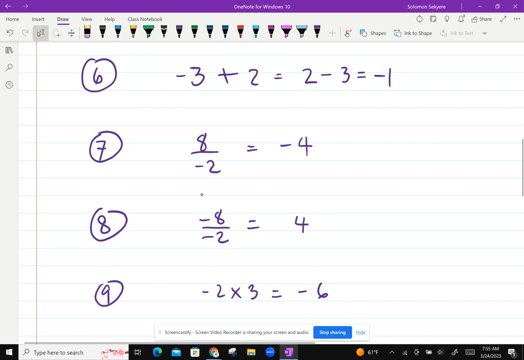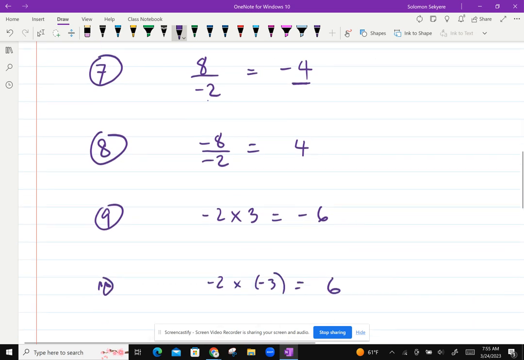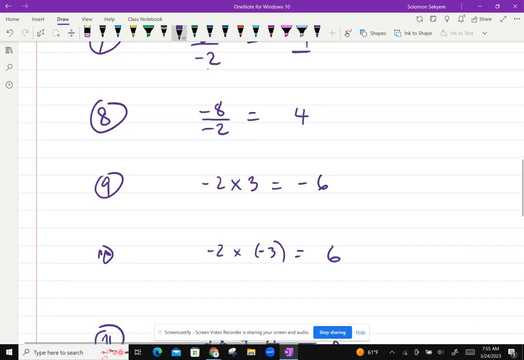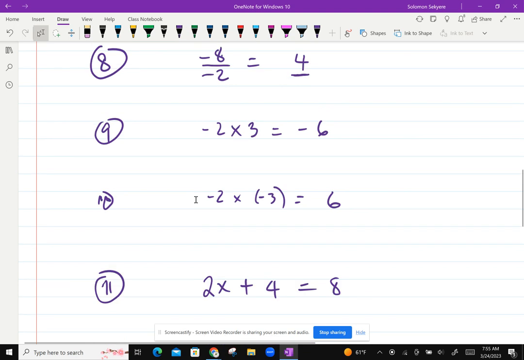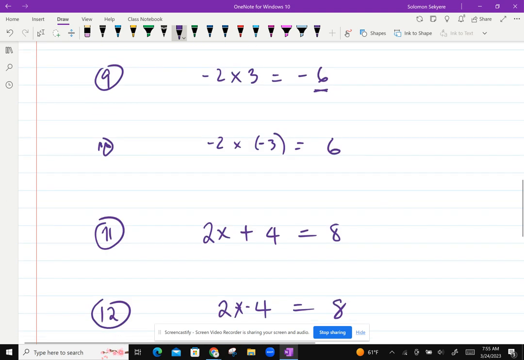What if you're dividing? If you're dividing a positive number by a negative number, you get a negative number. But if you are dividing two negative numbers, negative 8 divided by negative 2, your answer will be positive 4. Same with multiplication. If you multiply a negative number and a positive number, your answer will be negative. But if you multiply two negative numbers, negative 2 times negative 3, your answer is positive 6.